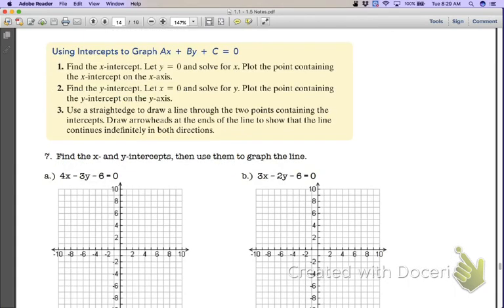Anytime we're doing intercepts, let y equal 0 for the x-intercept, and then do the same thing for the y-intercept. Let x equal 0 and solve for y, and then go from there. You're basically going to plot a point on the x-axis, plot one point on the y-axis, and use some sort of straight edge to draw your line.